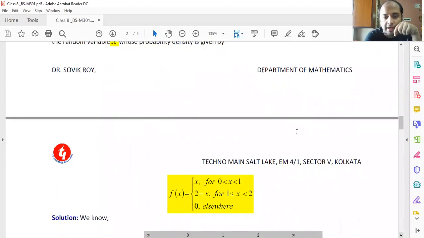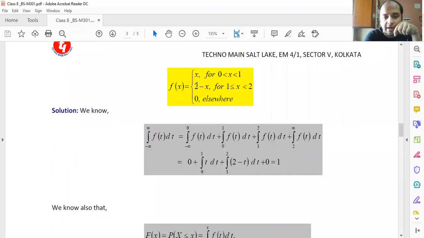This is my probability density function, it is represented by fx. It is not a probability density function, remember. It is just a probability function. They are saying that it is a probability function. I'm going to prove that it is a density function.